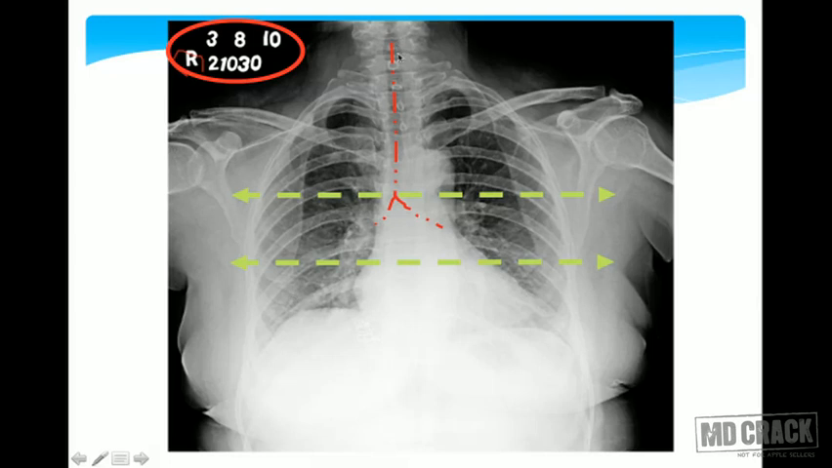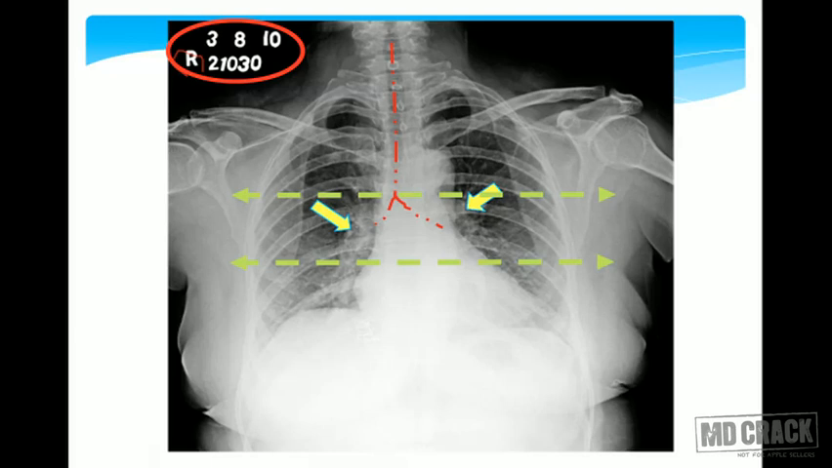Another thing is you trace this. This is your trachea bifurcating into the bronchi. So you look at this in case there's a massive pleural effusion or a large consolidation; you need to see whether there's a mediastinal shift to the right or the left side. And this line, your trachea, will give you an indication which side the mediastinum has shifted or not.